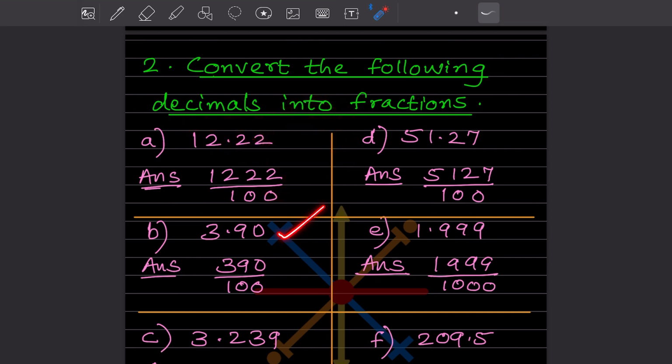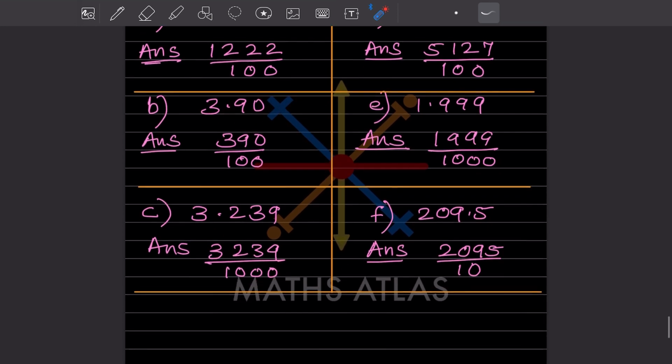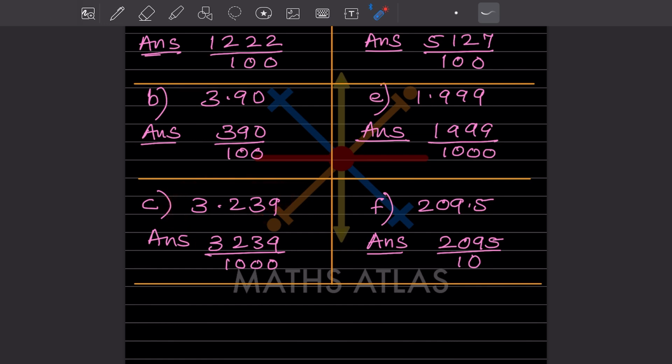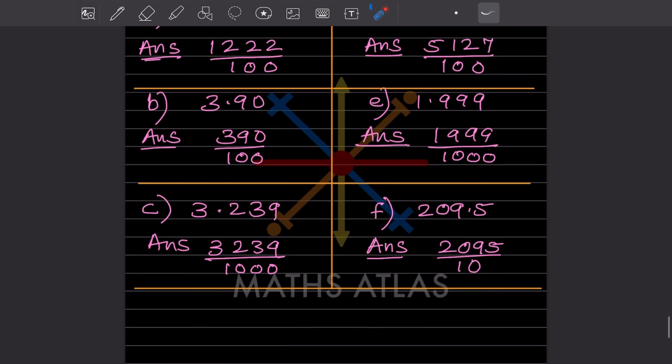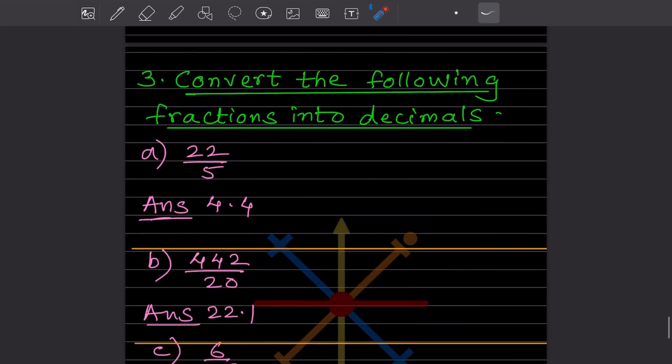Same over here. You will write 390 and how many digits after this? 1, 2. So you are going to write here 1 and 2 zeros. Same here. You will write this whole number and how many digits? 1, 2, 3. So 1, 2, 3. This whole number and how many digits? 1, 2. So you will write here 1, 2. Three digits, so same number over here. Then 1, 2, 3 after the point. So 1, 2, 3. Here after this we'll write it here. Then after the point only 1. So this only 1.